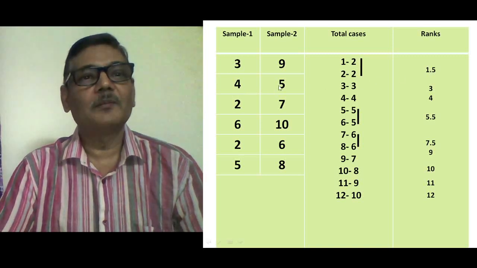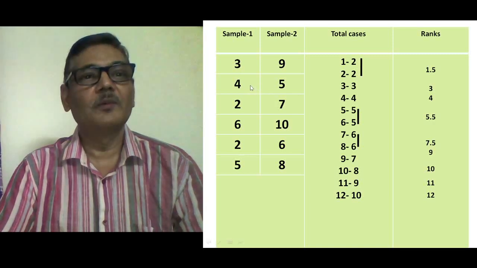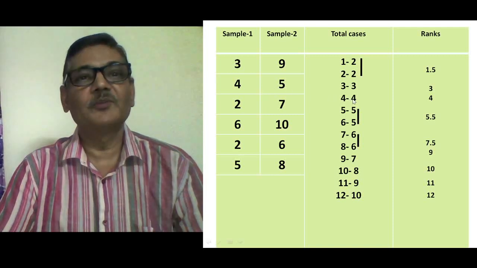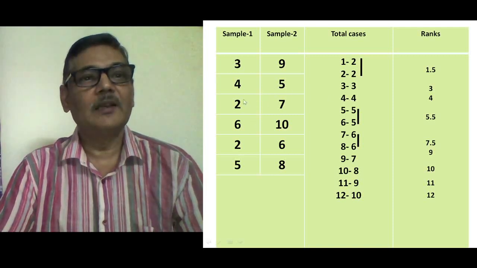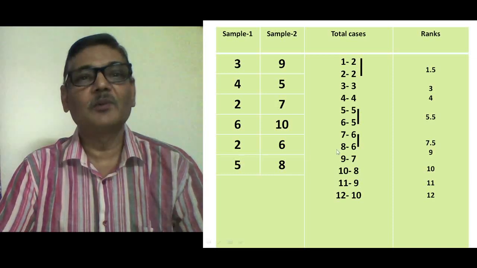And then it is 3, which is coming once, so you are writing 3, and it is being ranked as 3. Then 4 has come only once in both the samples, so 4 is being ranked as 4. Then it is 5, and this 5 has come twice. 5 has come here as well as here in sample 1, so 5 is being written 2 times, being ranked as 5 and 6, and you will have to take the average of these two, so it will come 5.5.